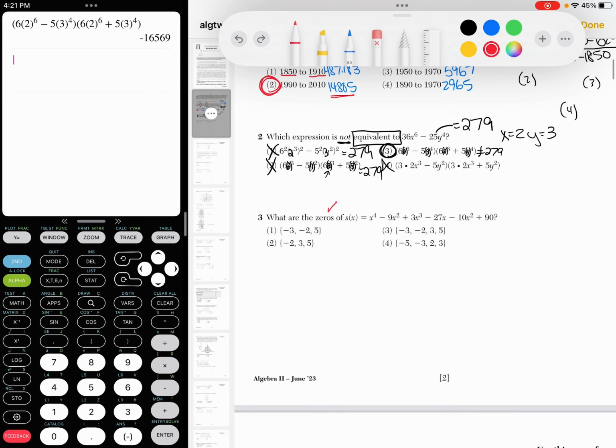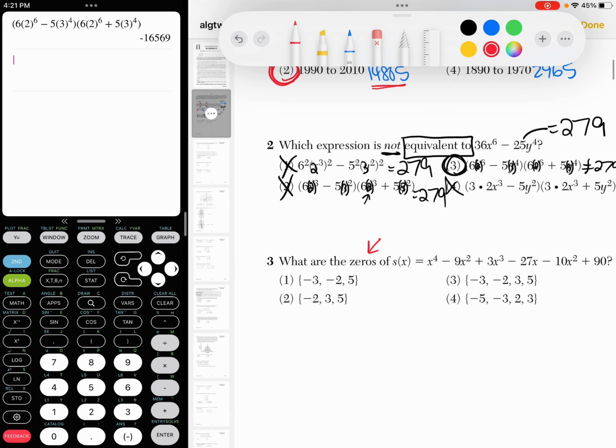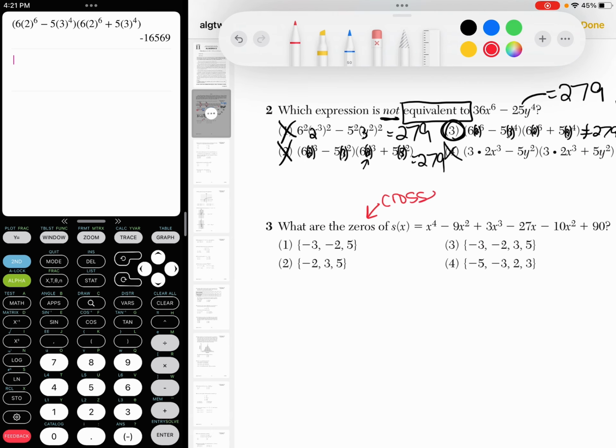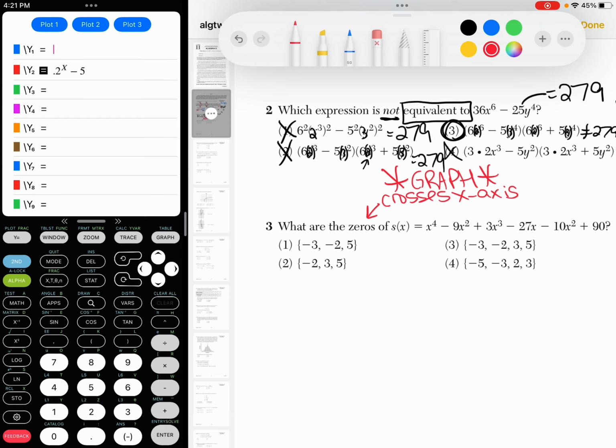What are the zeros? This is a vocab term. We need to know that. It makes this question very easy. Zeros are where the graph crosses the x-axis. More specifically, I should actually write graph. As soon as you see the word zeros, zeros are where the graph crosses the x-axis, so I'm going to have to graph this. So I'm going to go to my calculator.